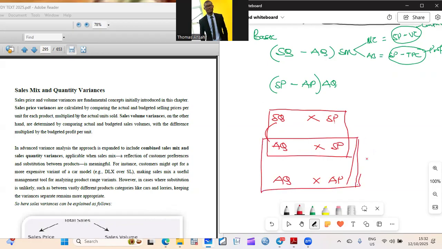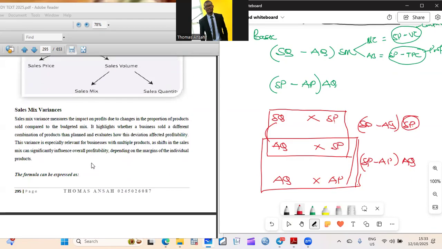All right. So here is SP, AP, what? AQ. All right. And here is what? SQ, AQ, SQ minus AQ, SP. But this SP has its own meaning. All right. So that is what we learned today. All right. So basically that is that.